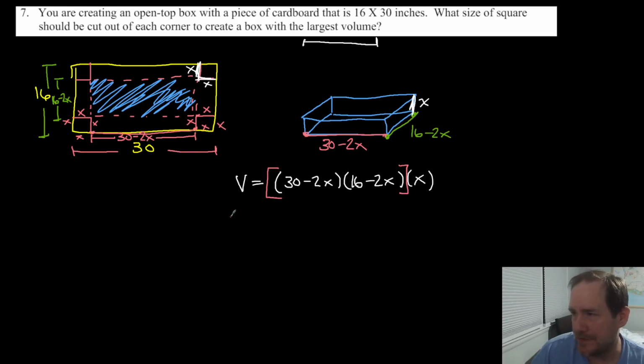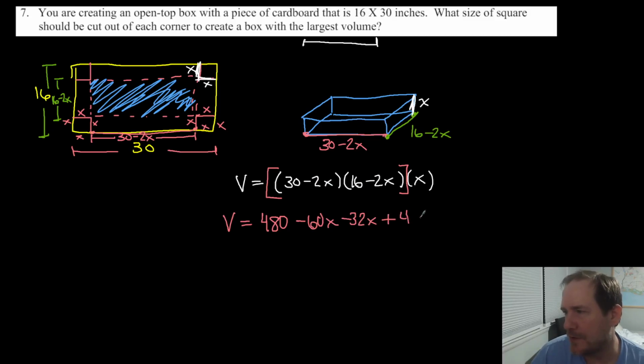So let's FOIL these two binomials. Getting, 30 times 16, that's going to be 480. So that's the first. Then the outers are negative 60x. The inners are negative 32x. And the last times the last is plus 4x squared. And then don't forget you still have an x. So now we'll distribute the x through, and this little quadratic will turn into a cubic.